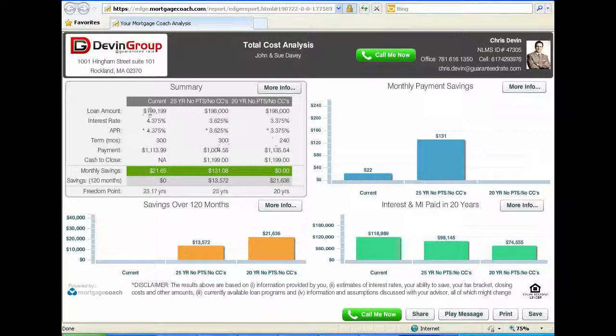So if you look at their current loan amount, they owe $199. We can actually do it with a new loan, owe it at $198. Still give them a savings on here. And the cash to close is very minimal. It's at $11.99. And they'll save about $131 a month. And right here, if you see where it says the 23.17 years, and this is 25 years. So we can show them we can do a 25 years.